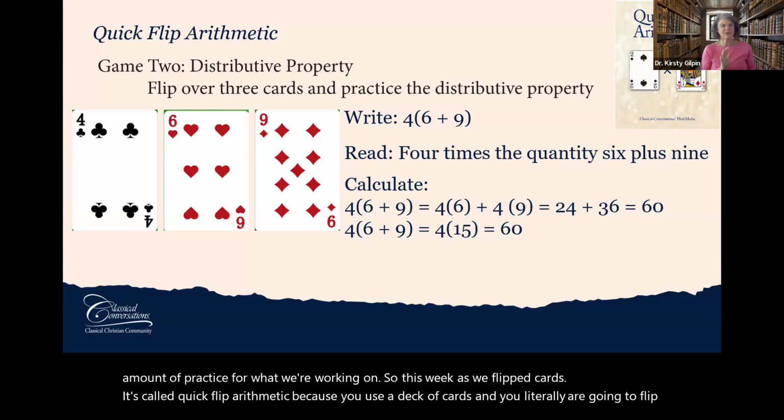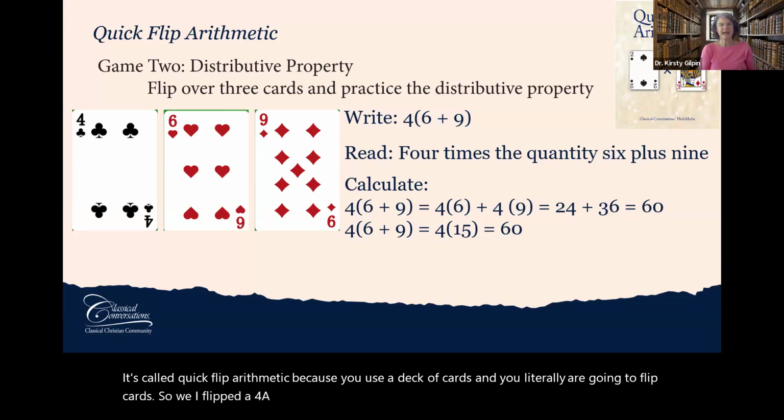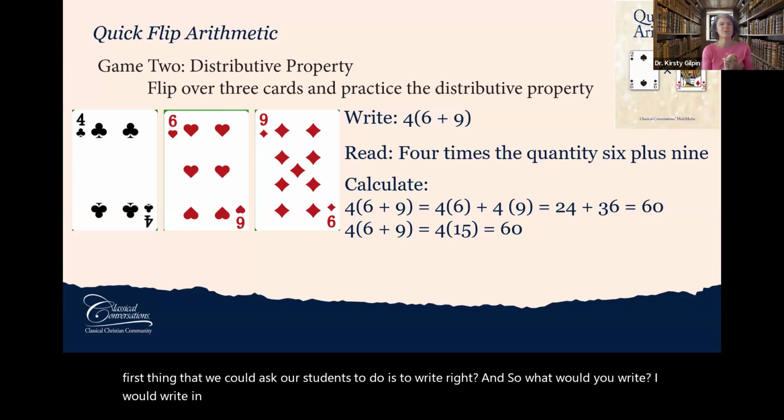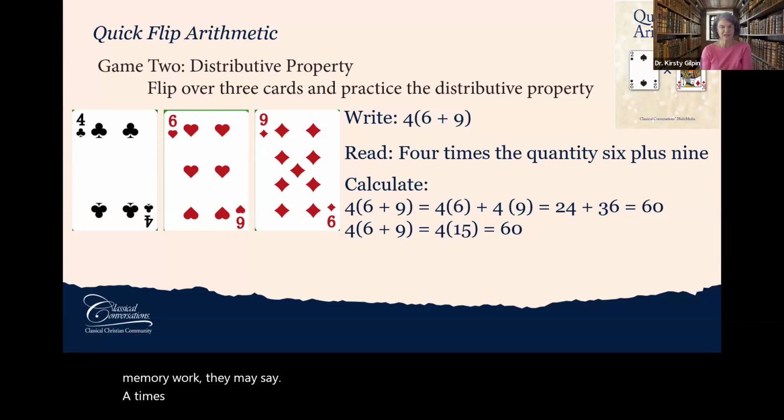So I flipped a 4, a 6, and a 9, and we're just going to put those in order. And the first thing that we could ask our students to do is to write, right? And so what would you write? I would write in the form of the distributive property. If they remember their foundations memory work, they may say A times opening parentheses, B plus C closing parentheses. I, as a math person, would say A times the quantity, B plus C, right?